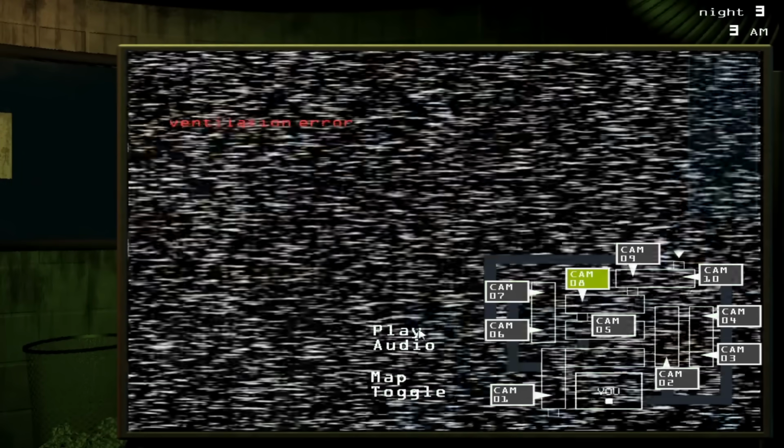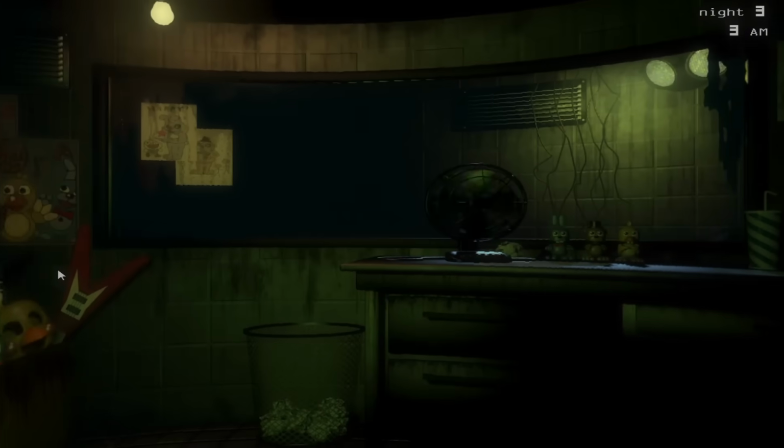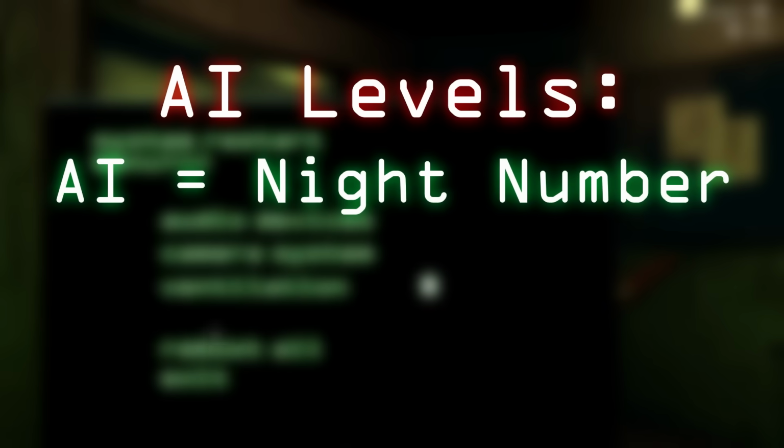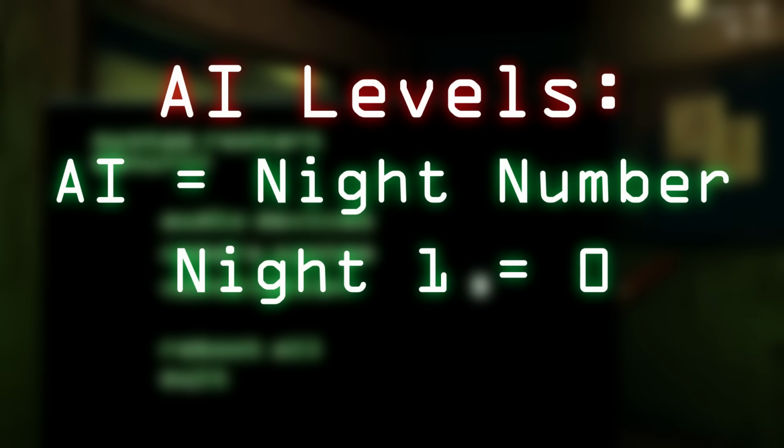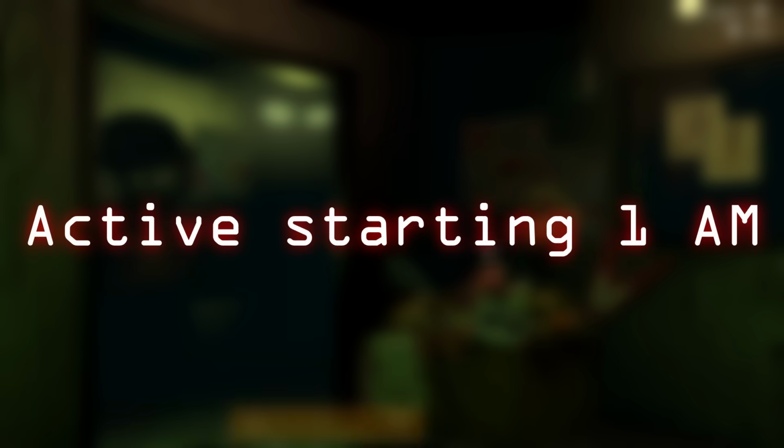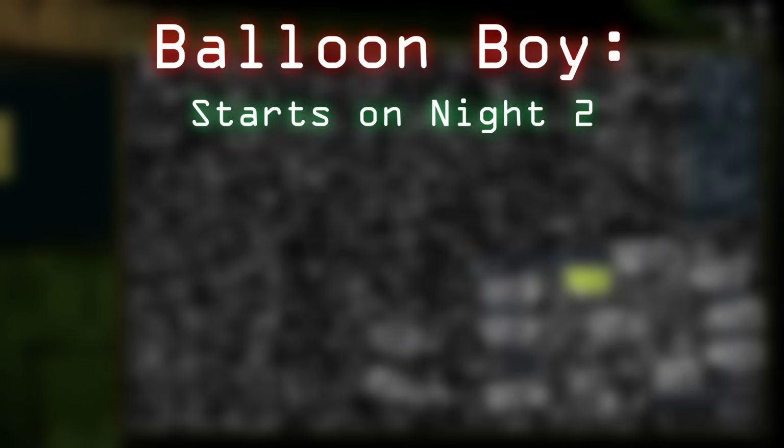Some of the phantom animatronics are based on Springtrap's AI level. The AI level is equal to the night number, except for night 1 where the level is 0 and night 6 where the level is 7. All phantoms become active at 1 AM, that's why the first hour is usually the easiest. Let's start with Balloon Boy. Balloon Boy is active every night except for night 1.